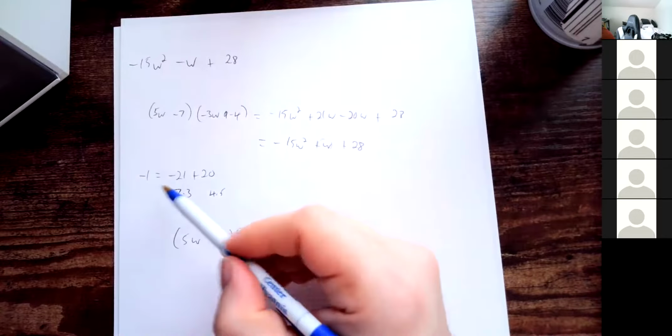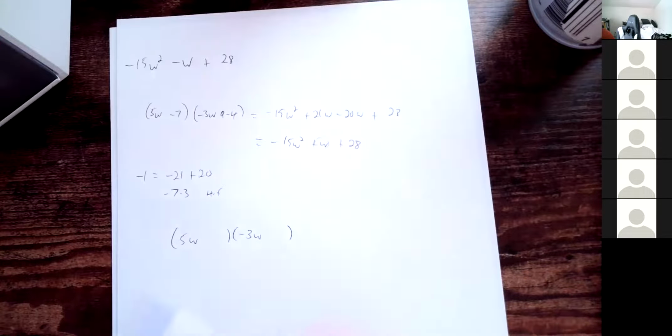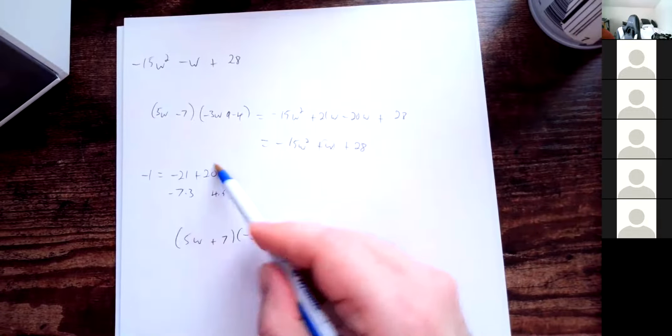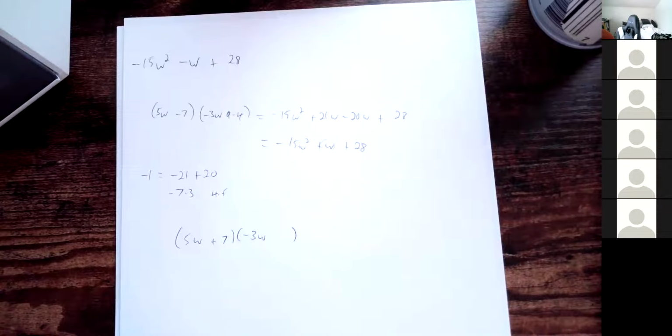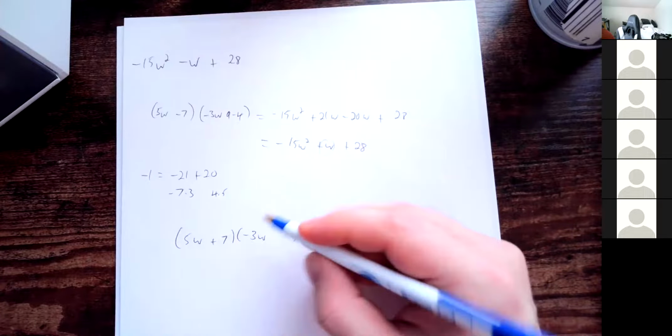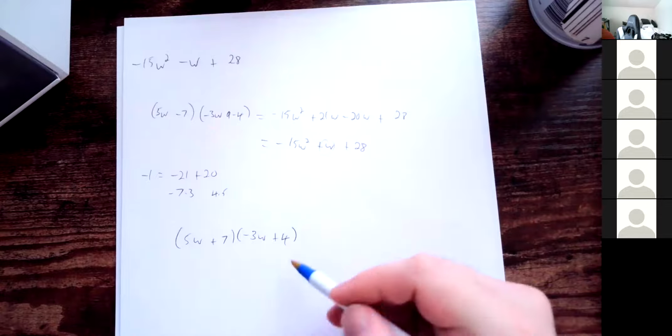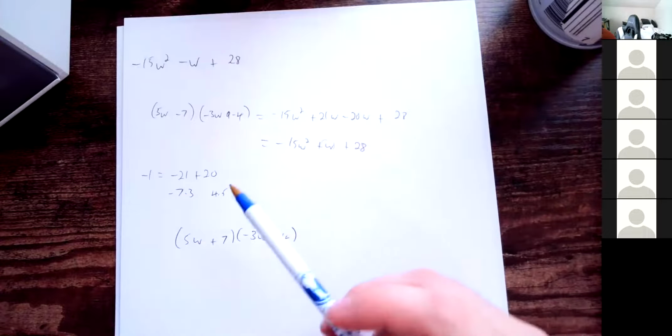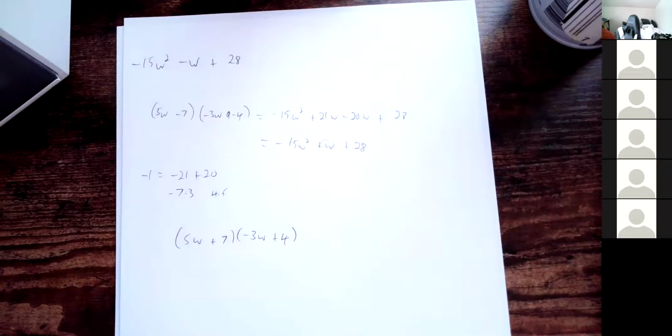So for searching for negative 21, I'm seeing maybe plus 7, because now the 7 times negative 3 would give me that. And for searching for plus 20, I'm thinking 4 over here, because then that'll be 4 times 5. So it's really close. I think you just needed 7 and 4 instead of negative 7 and 4. And we'll check this out.